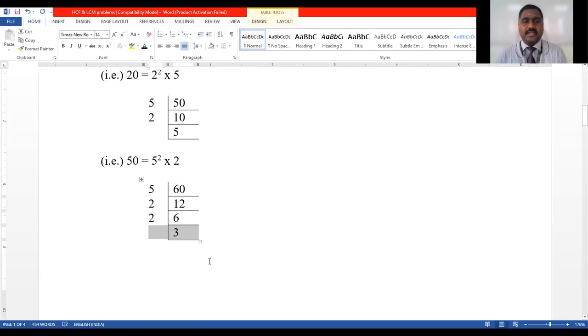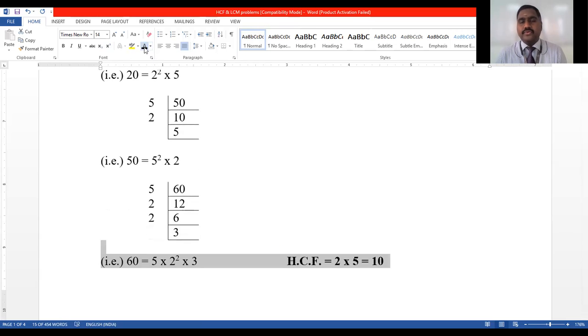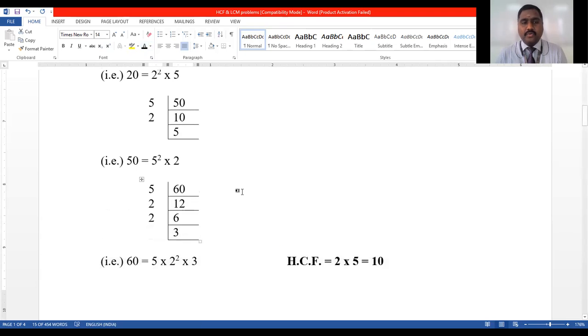Now, what is the divisor for number 60? The divisor for number 60 is 5 into 2 into 2 into 3. That means you have 5 power 1, 2 power 2, and 3. So now, what is the condition for finding the highest common factor for the given problem by using the factor method? We need to take the common prime number, the common divisor, but with the least power.